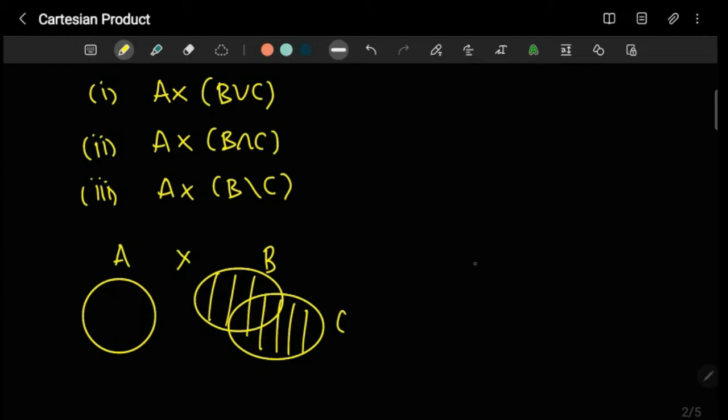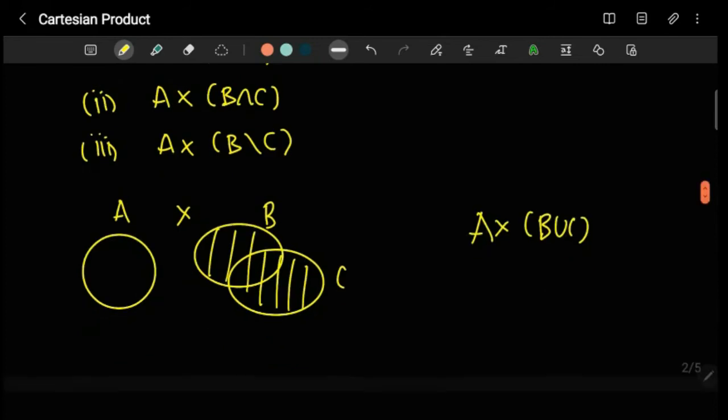Ang nangyayari, meron ka na ngayong ordered pair. So ang mga elements nito dapat of the form XY. Dito, halimbawa, nandito yung X, tapos nandito yung Y, either in B or in C, kasi union naman. So anywhere in those particular sets. So yung nature nung elements natin, nabago na. Kasi nagkaroon ka ng coordinates. Naging first coordinate yung unang element, naging second coordinate yung pangalawang element. So this is a different kind of element from the previous. Okay? So ganun, nabago yung nature.